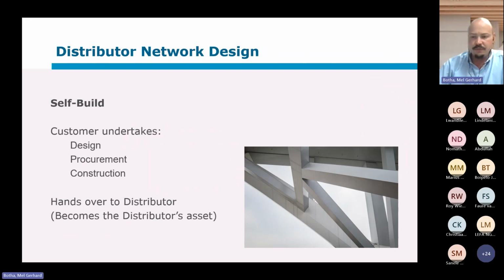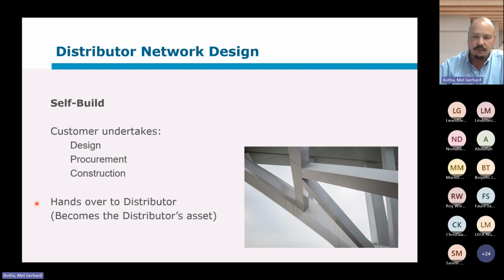If there is self-build, then that means the distributor isn't going to go through all the phases. The distributor has specified from the planning stage what is required. The customer is now going to do the design, procurement, and construction. And at the end, all that equipment that the distributor would have constructed gets handed over back to the distributor. So it becomes the distributor's asset.